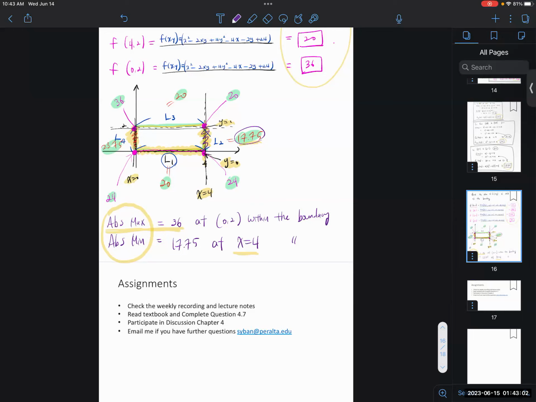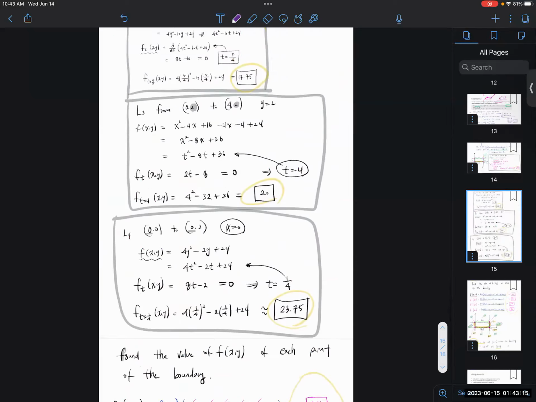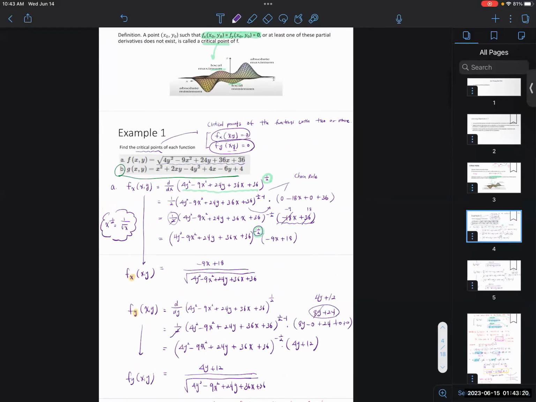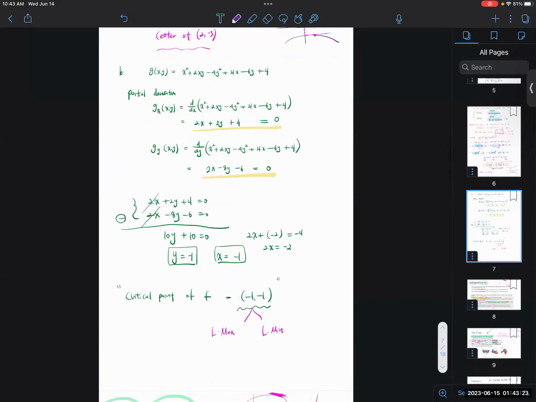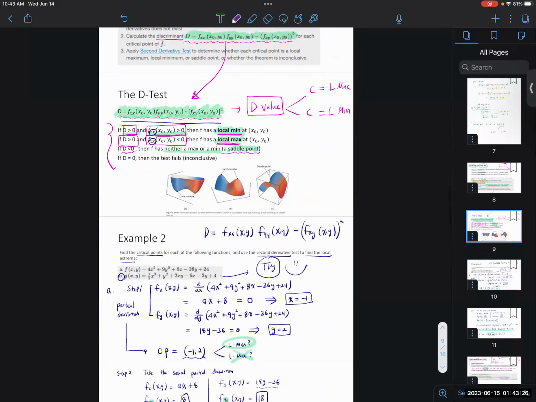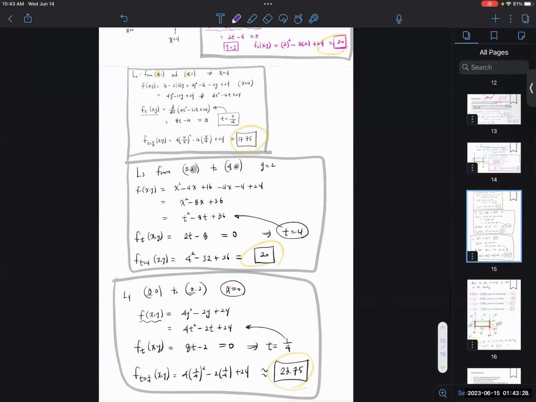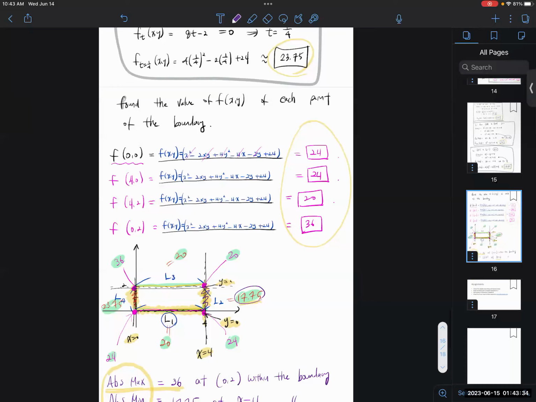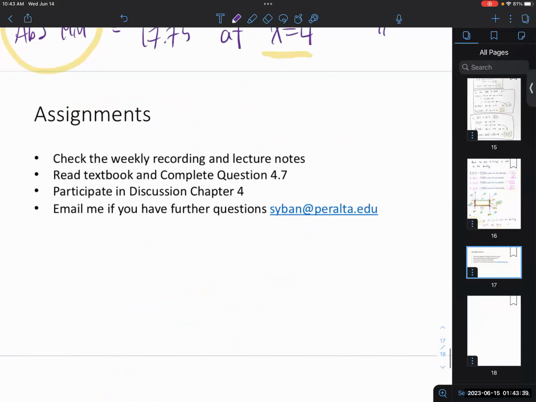In this video, I showed you how to find the critical points, how to find the local max and local min, and the absolute max and min of a function when you're dealing with 2 variables. Again: critical points and what they mean, how to find the local max and min using the D-test, and lastly how to find the absolute max and absolute min by finding all the possible points and the lines. Okay, so that's all about 4.7.